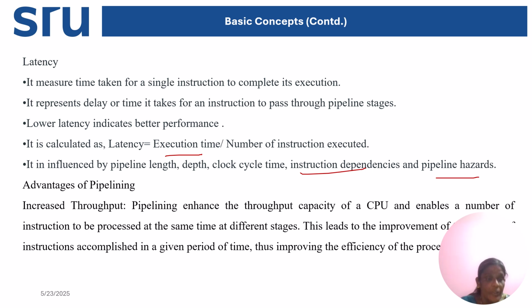Advantage of pipeline: increased throughput. To increase the throughput, we are doing the pipelining. It will enhance the throughput capacity of the CPU and enables a number of instructions to be processed at the same time, simultaneously at different stages, because two instructions will not come to the same stage. It will lead to an improvement in the instructions accomplished in a given period of time, thus improving the efficiency of the processor.